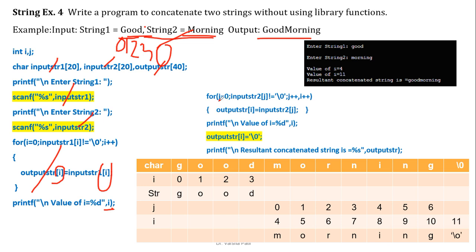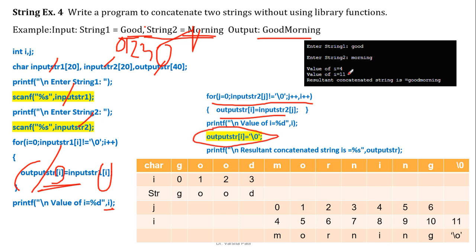Now we will copy the second string. When we copy the second string, at that time we can't change this I location of the output string, so that's why I use j equal to 0, input string of j is not equal to null character, I plus plus and j plus plus, and here I have copied the j. Now j will start from 0, that is nothing but M, and it will copy to the location.